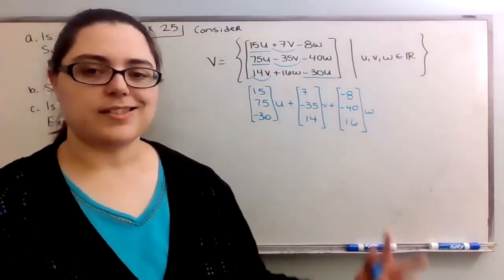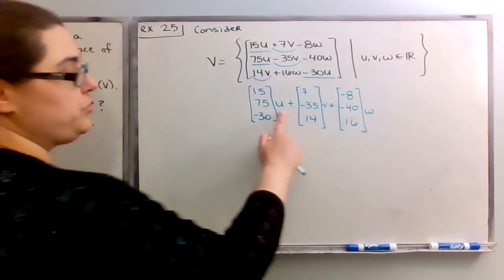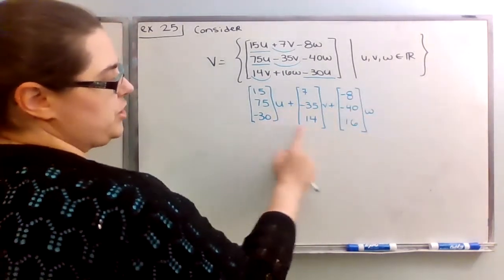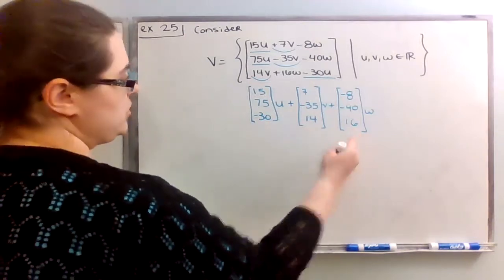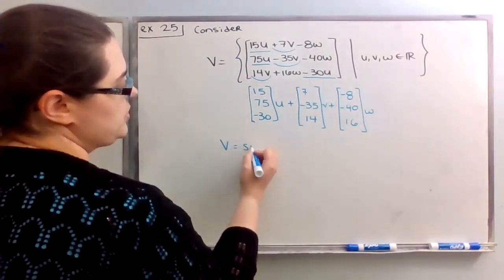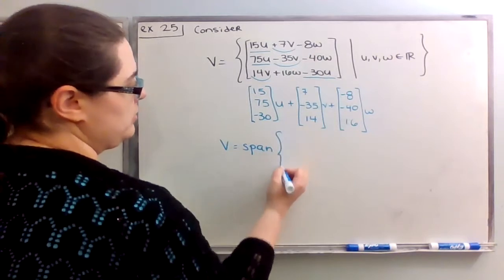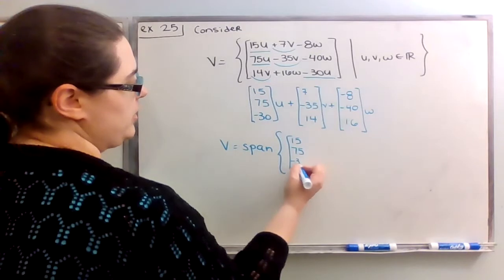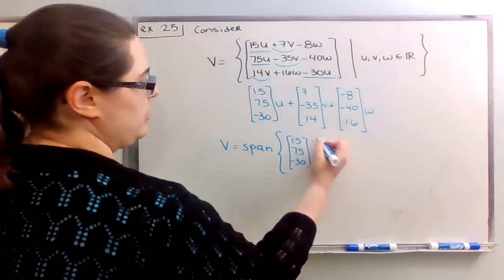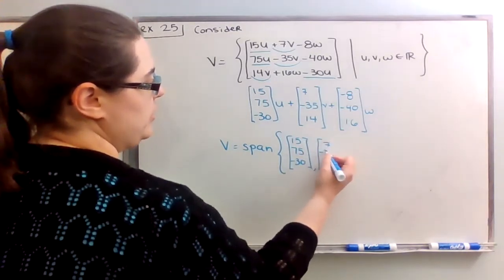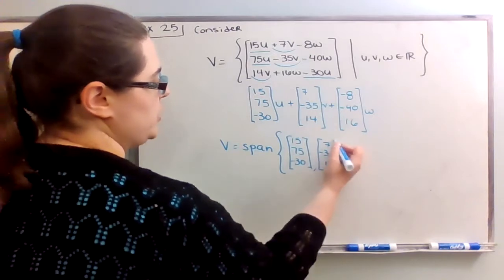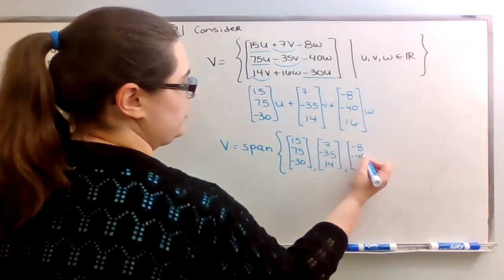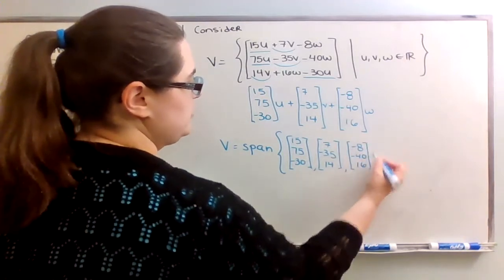Okay, so this is a linear combination because U, V, and W can be any real number. So these are any scalars. It's a linear combination of these three vectors. So V is equal to the span of these three: (15, 75, -30), (7, -35, 14), and (-8, -40, 16).